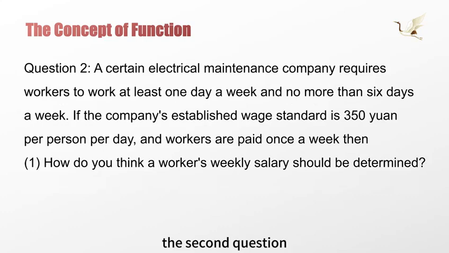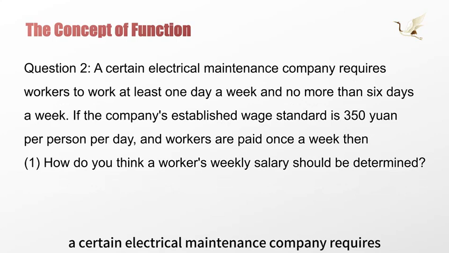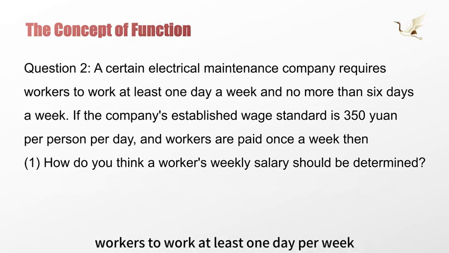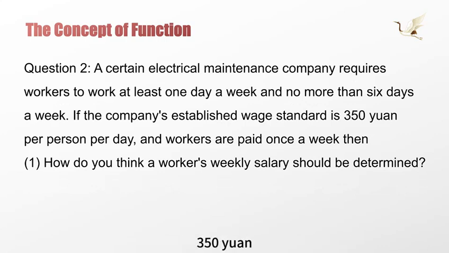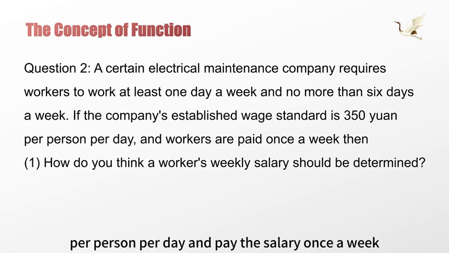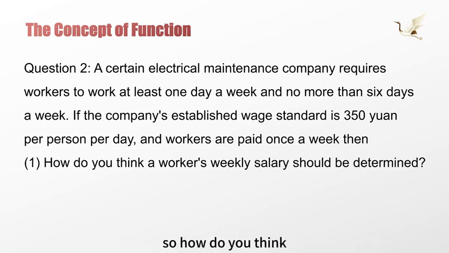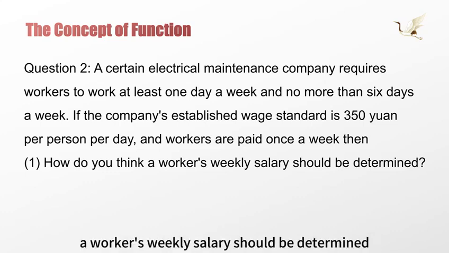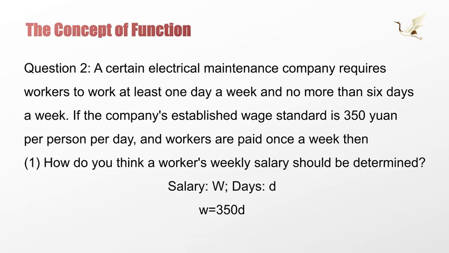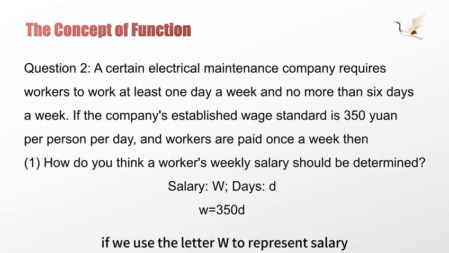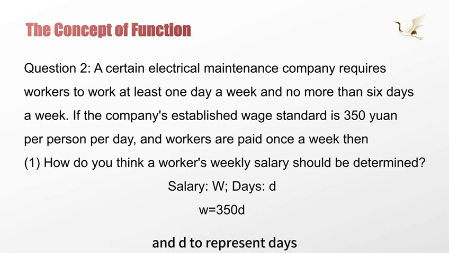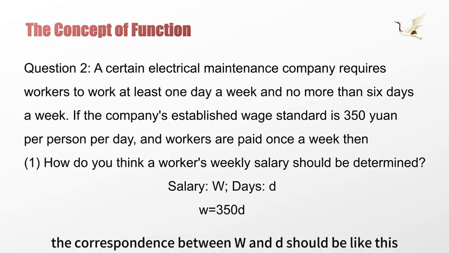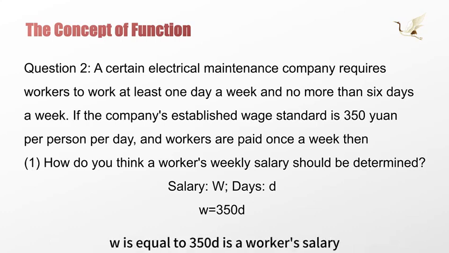The second question. A certain electrical maintenance company requires workers to work at least 1 day per week and no more than 6 days per week. If the company determines a salary standard of 350 yuan per person per day and pays the salary once a week, how do you think a worker's weekly salary should be determined? If we use the letter W to represent salary and D to represent days, we can see that the correspondence between W and D should be like this: W is equal to 350D.